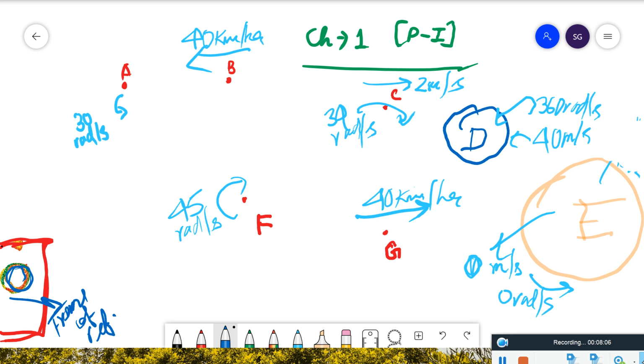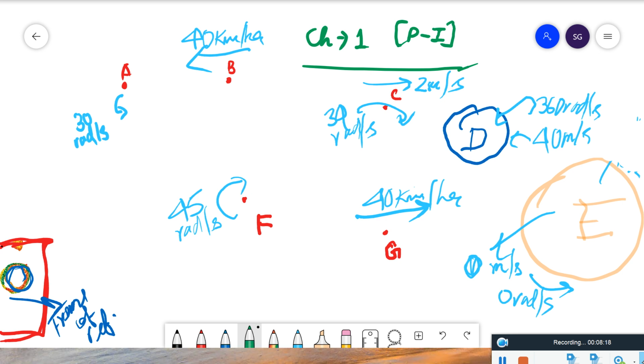So first of all, let's take the objects which have only linear velocity, because this chapter deals with the linear velocity term, so I'm just going with the linear velocity ones. So I am considering only object B and object G, which have linear velocity, nothing else, not even the rest one. B is 40 kilometer per hour and G is 40 kilometer per hour.